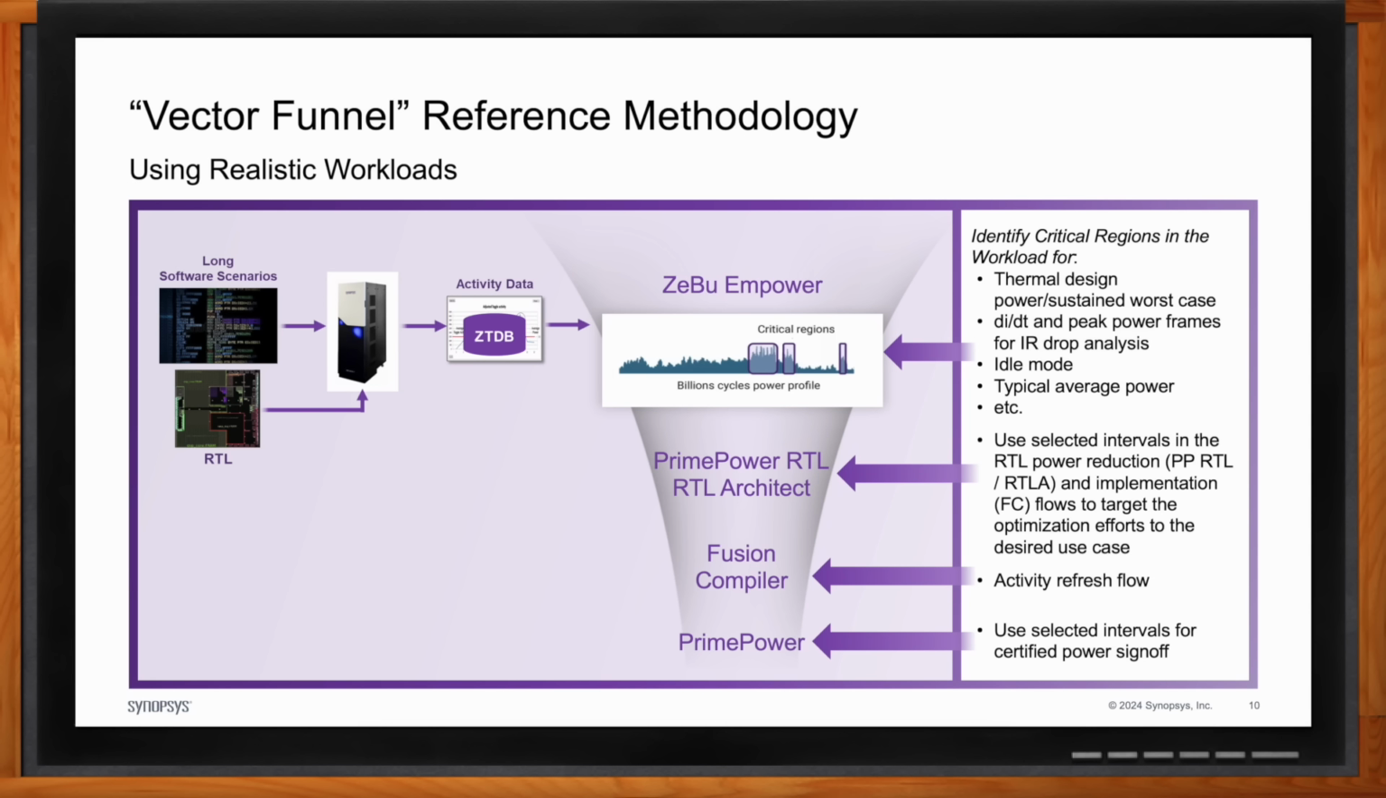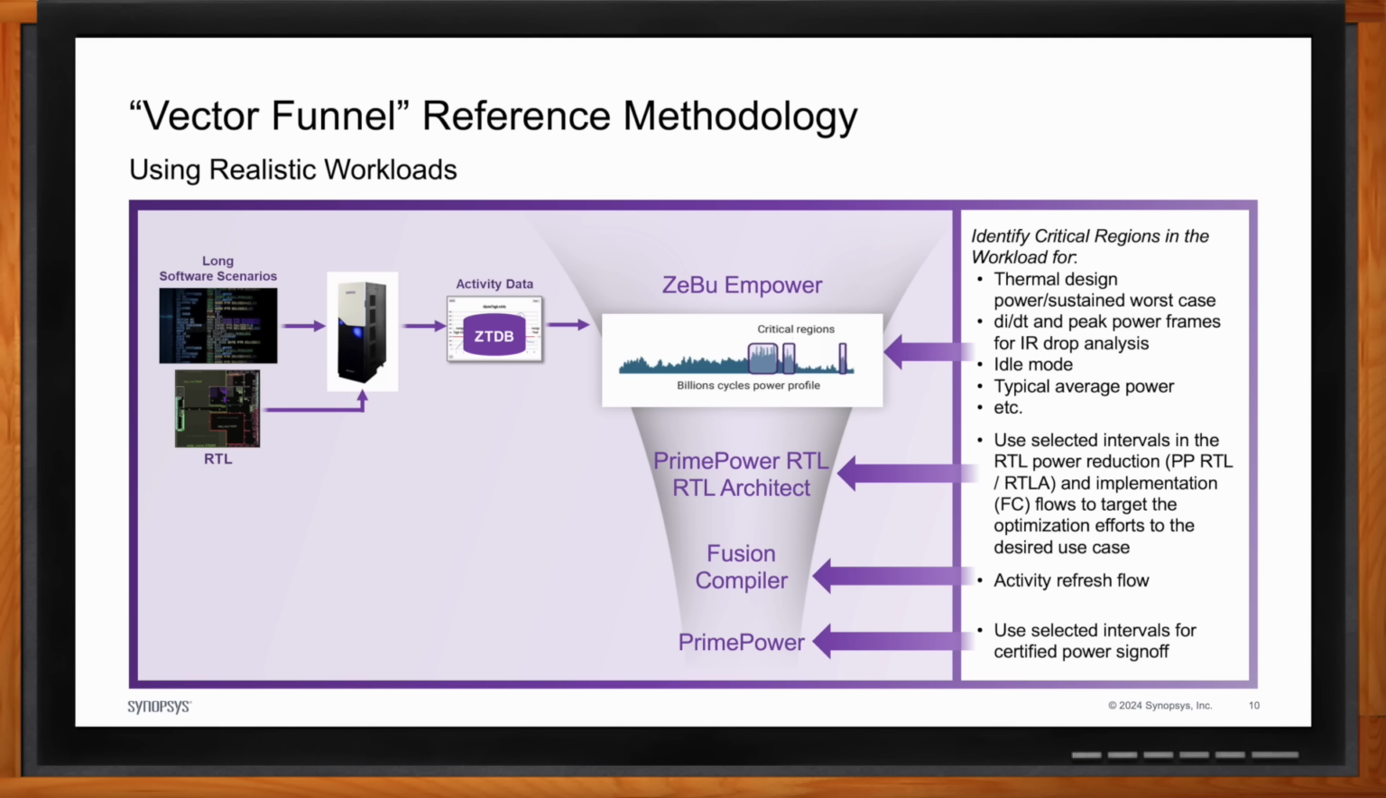So the idea here would be to pick out specific intervals from the overall workload and the overall power profile to say, for my sign-off, I want to analyze these specific portions of the workload, whether I'm signing off to say this is my sustained worst case, or I need to know what my final sign-off peak power is. All of that can be driven in this vector funnel reference methodology.